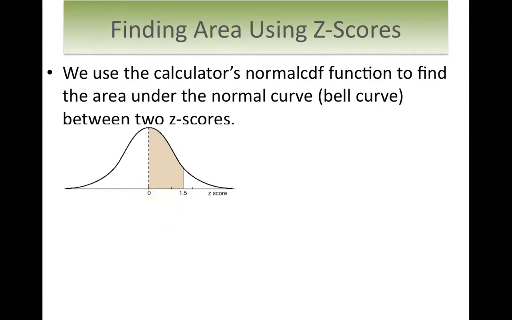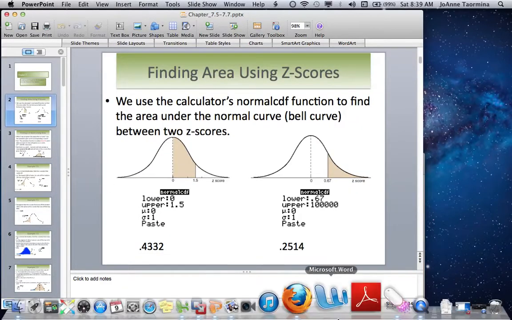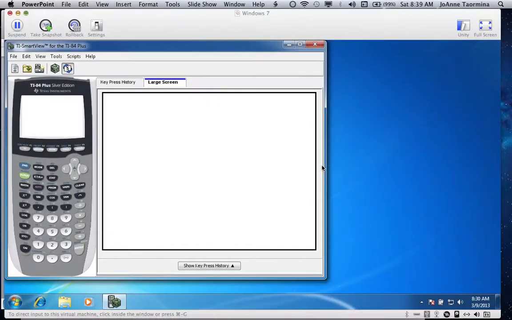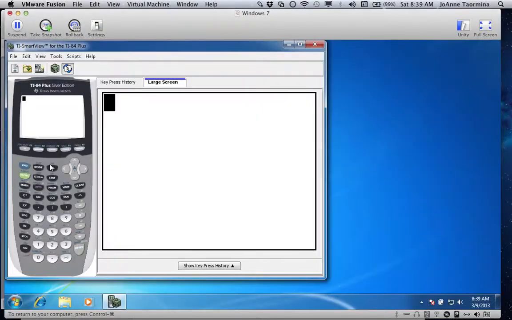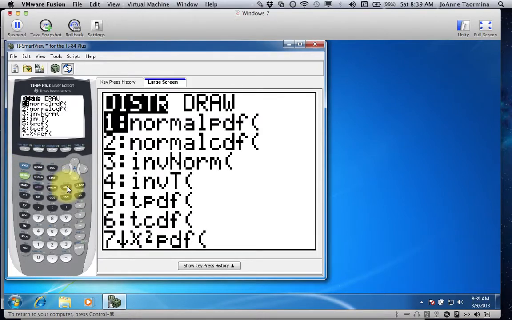It involves calculus, but the calculator has the function normal CDF to help us do this. So normal CDF, just to recap where you find it, you find normal CDF on the calculator. If you click second DISTR, normal CDF is number 2. There's a big difference between normal PDF and normal CDF. Normal CDF will be a cumulative distribution function which will basically accumulate area between two z-scores. So that's the one you want, number 2.